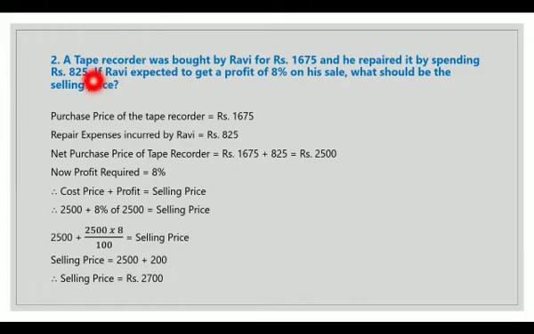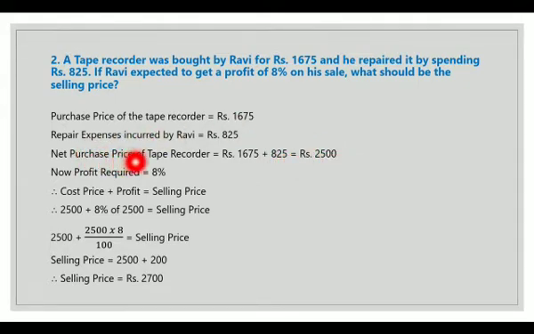The second sum: a tape recorder was bought by Ravi for rupees 1675 and he repaired it by spending rupees 825. If Ravi expected to get a profit of 8% on his sale, what should be the selling price? Solution: purchase price of the tape recorder is 1675. Repair expenses incurred by Ravi are rupees 825. Net purchase price of the tape recorder is rupees 1675 plus 825, which is equal to rupees 2500.